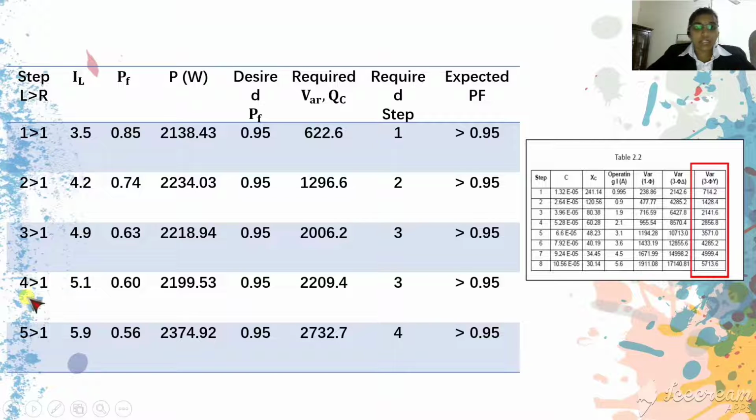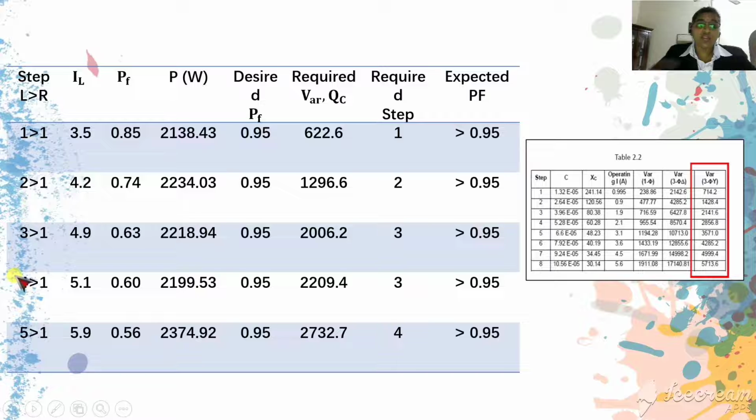Next, for step 4, we have an IL of 5.1 and a power factor of 0.6. The power is 2199.53, and we obtain a required VAR by calculation of 2209.4, and the required step is step 3 also, as previous.